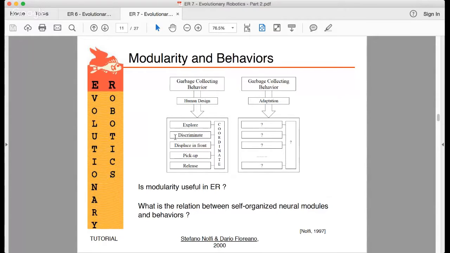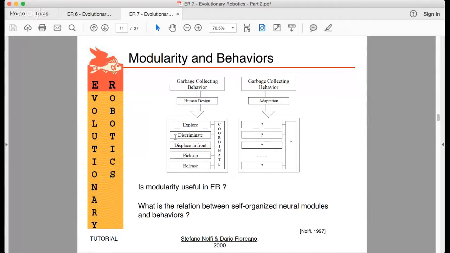So in this slide, we will discuss the relation between robotic behaviors and modularity. From the point of view of the decomposition and integration approach, the use of modularity is implicit in the approach itself. The desired behavior is broken down into a set of basic behaviors, such as approach or avoid, which correspond to a set of subcomponents or modules of the controller.